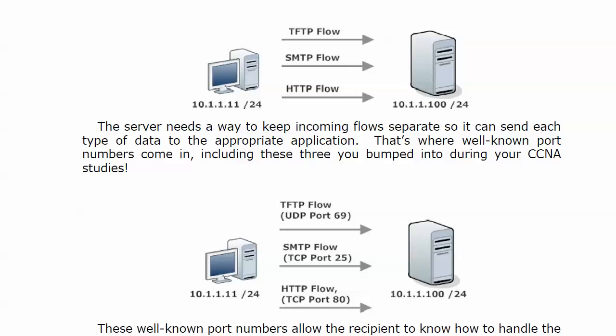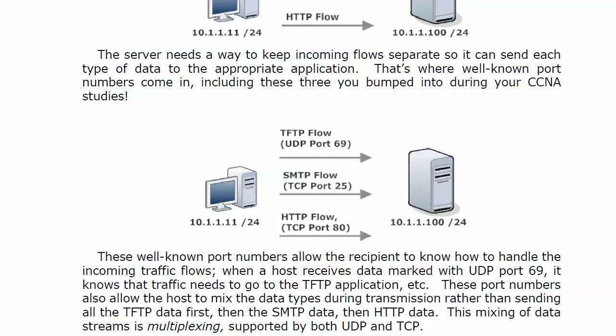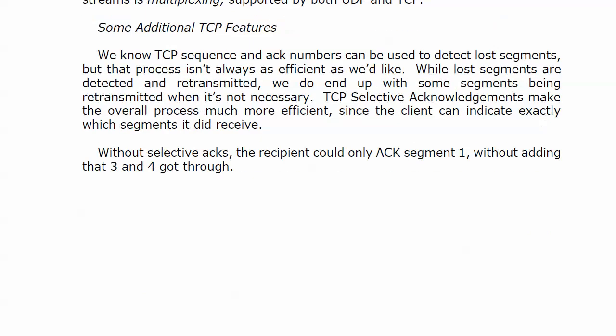These well-known port numbers allow the recipient to know how to handle the incoming traffic flows. When a host receives data marked with UDP port 69, it knows the traffic needs to go to the TFTP application, and so forth. These port numbers also allow the host to mix the data types during transmission rather than sending all the TFTP data first, then the SMTP data, then the HTTP data, etc. This mixing of data streams is referred to as multiplexing, and it is supported, as we can see, by both UDP and TCP.